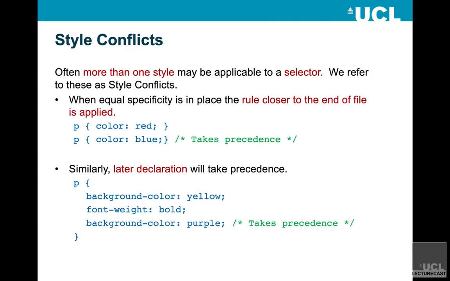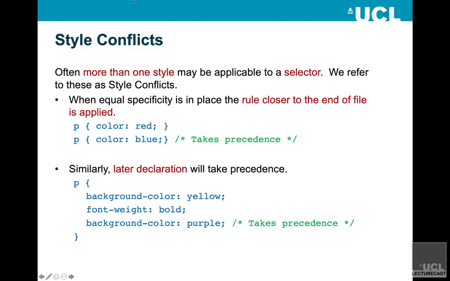Specificity is a very important concept when identifying which rule will need to take precedence. However, there are situations where the selectors that we're using have got exactly the same specificity score, and the browser still has to make a decision which one of the rules will have to take precedence.